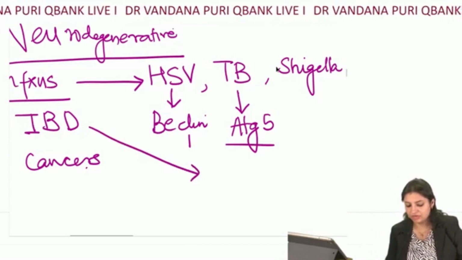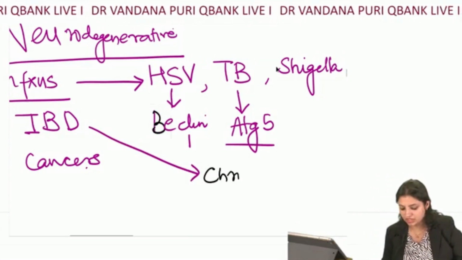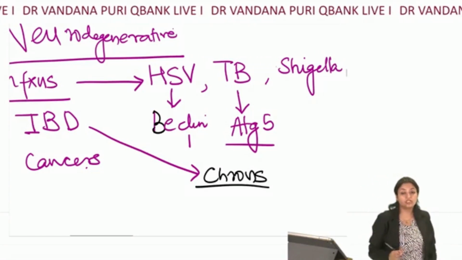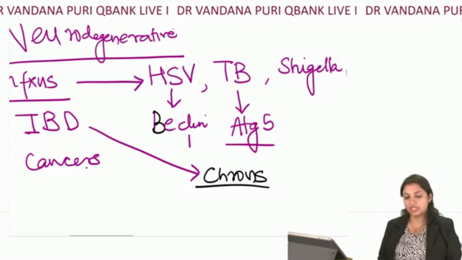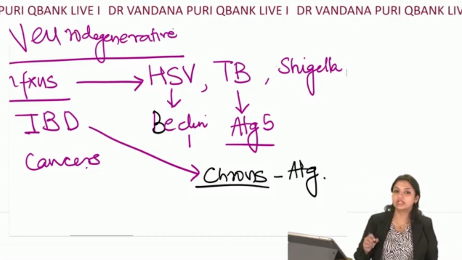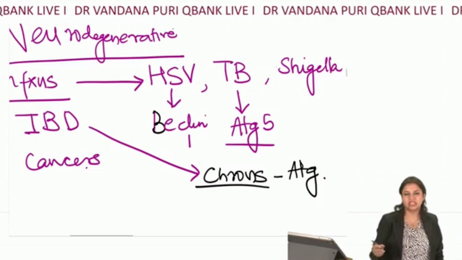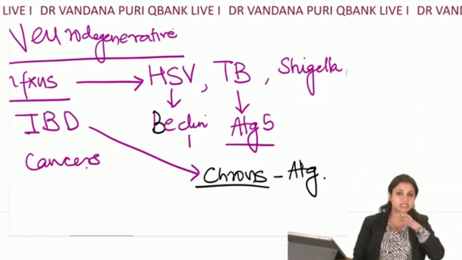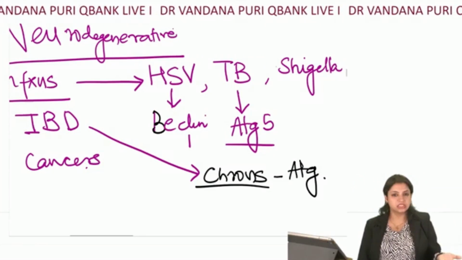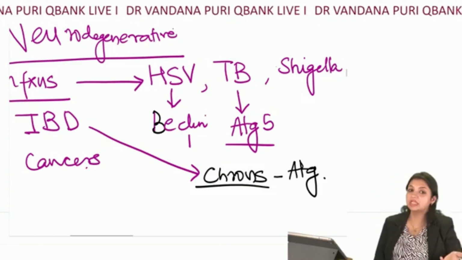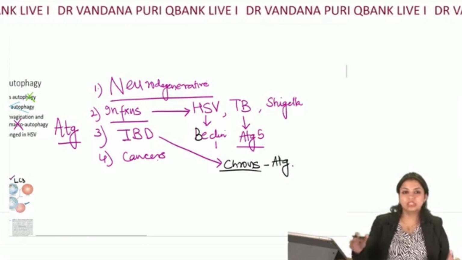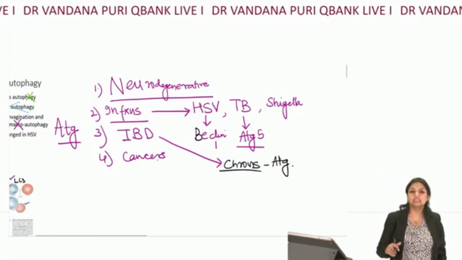In inflammatory bowel diseases, like Crohn's disease and ulcerative colitis, especially in Crohn's disease, they have said that there is an alteration of again ATG. ATG16L1, that's the exact gene, which is altered in Crohn's disease. And cancers also can escape the killing by blocking the autophagy. So remember, these are the conditions where the autophagy is affected.